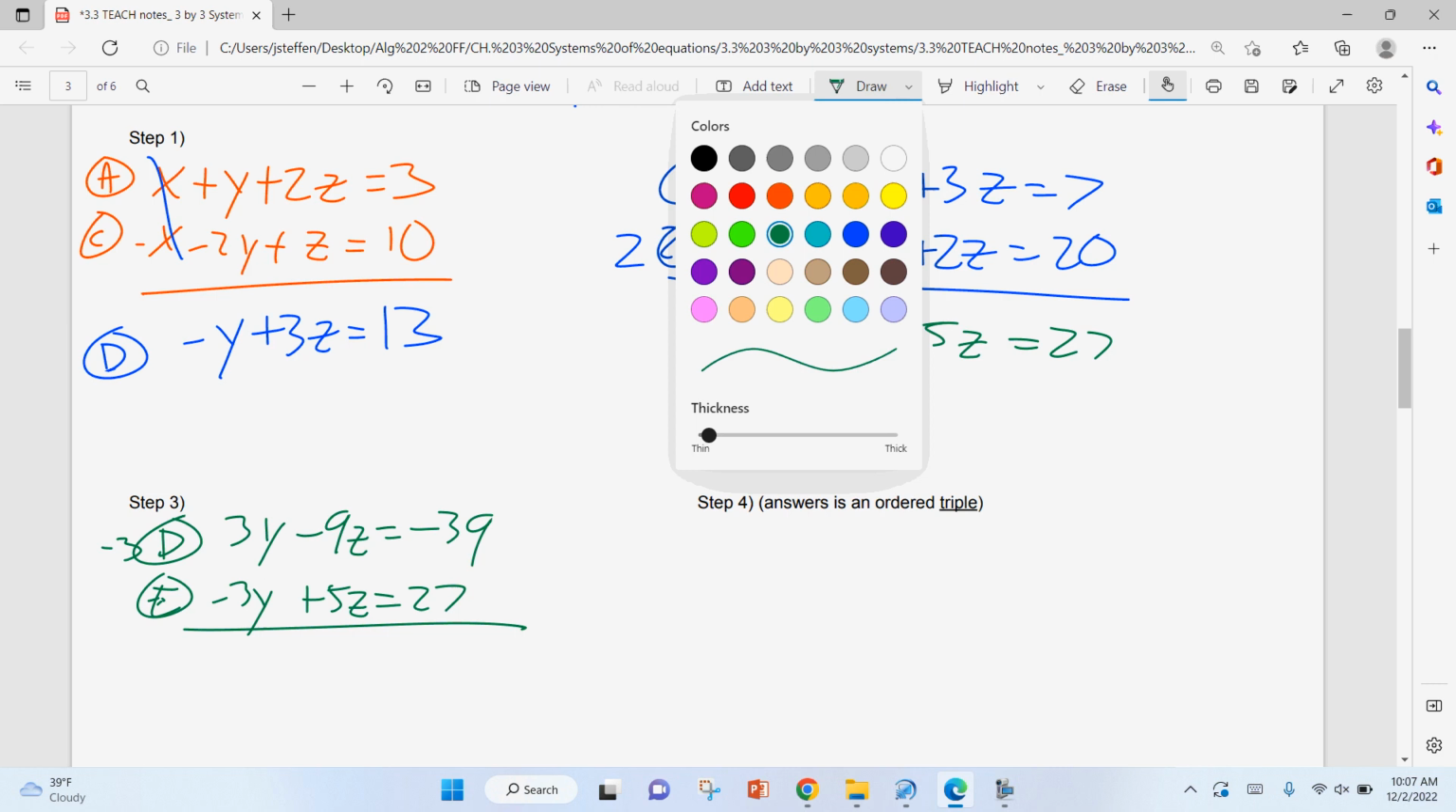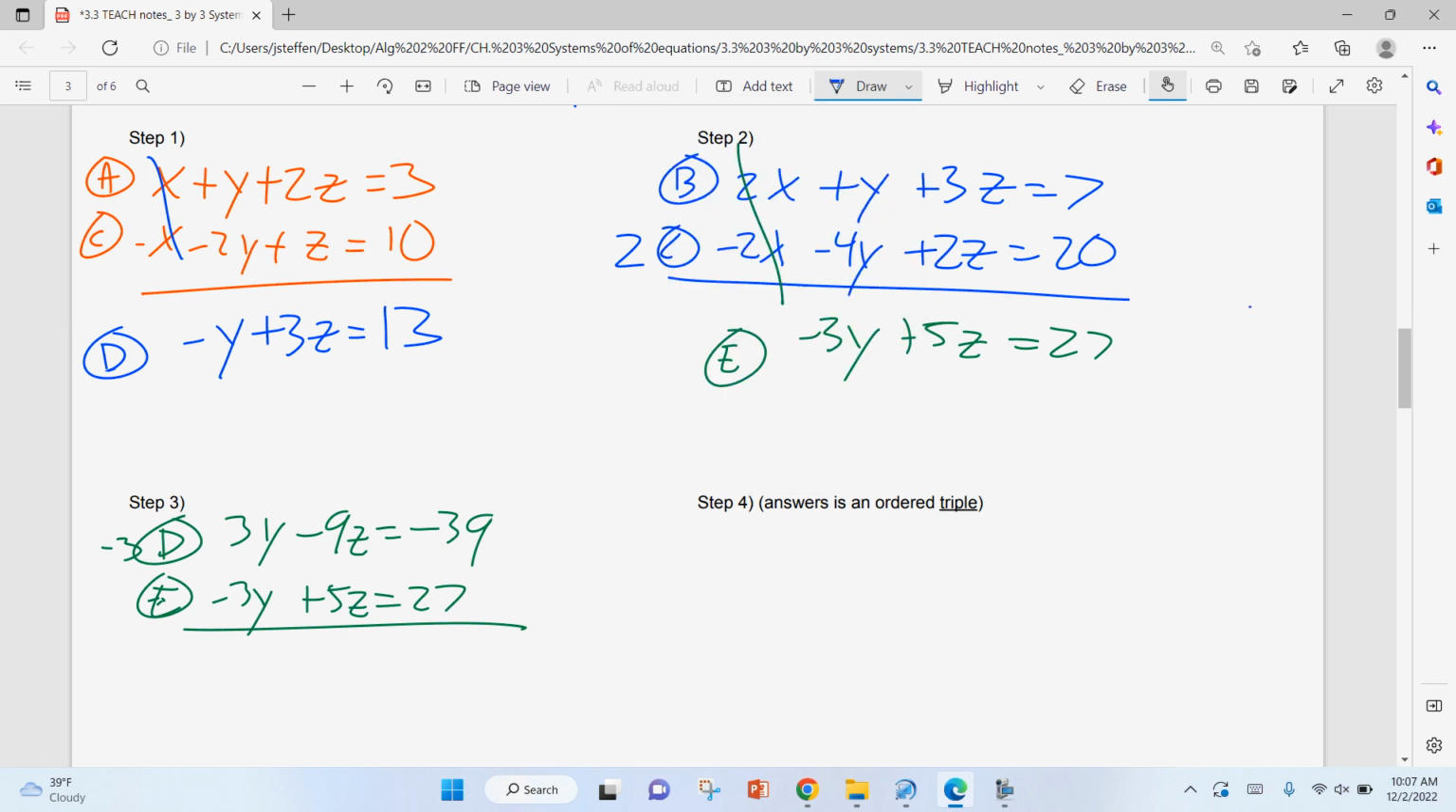And just like every other problem, we combine those. -9z plus 5z is -4z. -39 plus 27, I want to say, is -12. Divide each by -4, we end up getting z is equal to positive 3. So we did all that work to finally get one of my variables. Yes? So it's -3 times this positive 3.